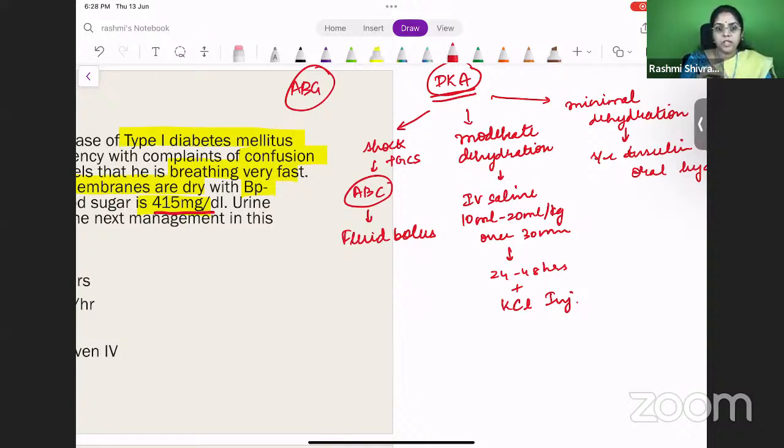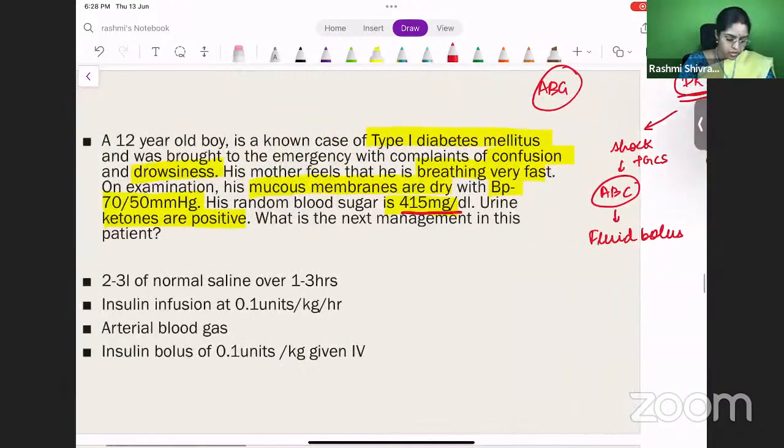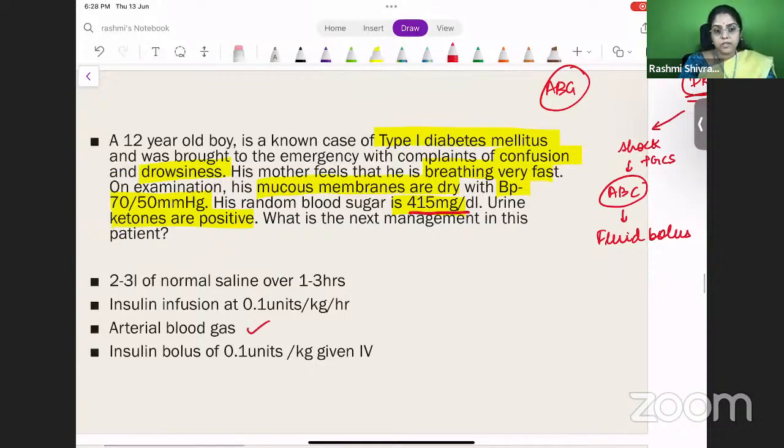Okay, so first, as a baseline, we need an ABG. After that, we have to correct the dehydration. This fluid bolus should be administered immediately. You need to keep a constant check on the electrolytes and on the BP of the patient. Hydration is very, very important. Hydration is the key to treat DKA. So the answer for this question is, first you do an arterial blood gas, because we need a baseline. After that only we can start treating the patient.